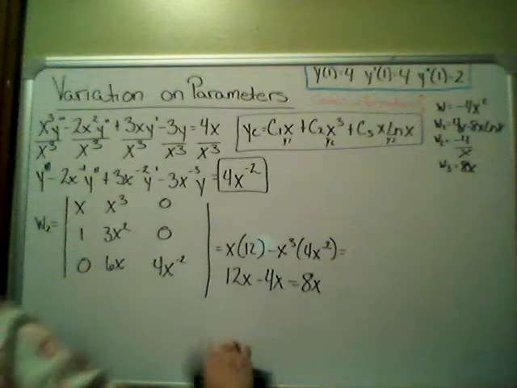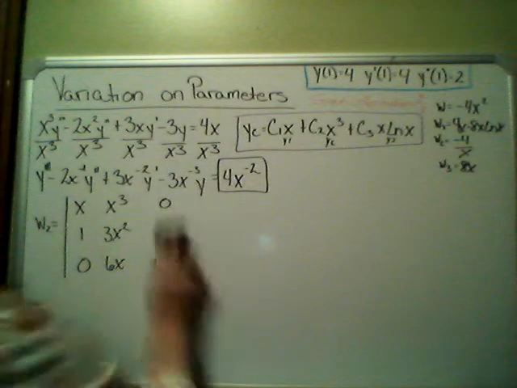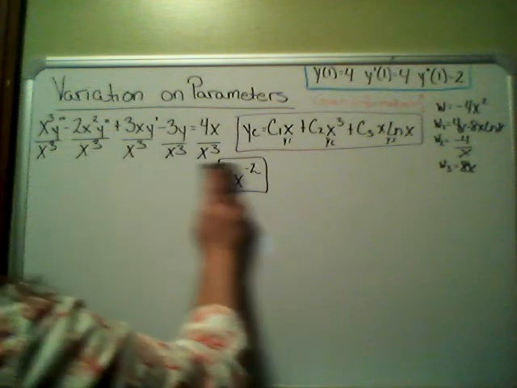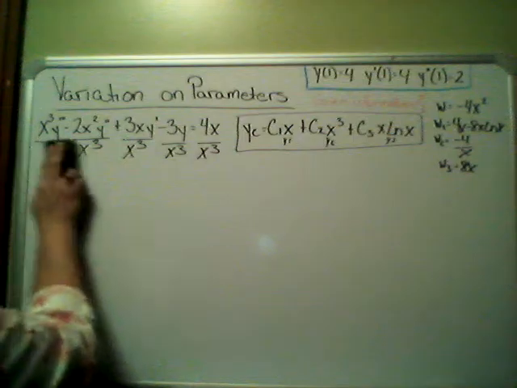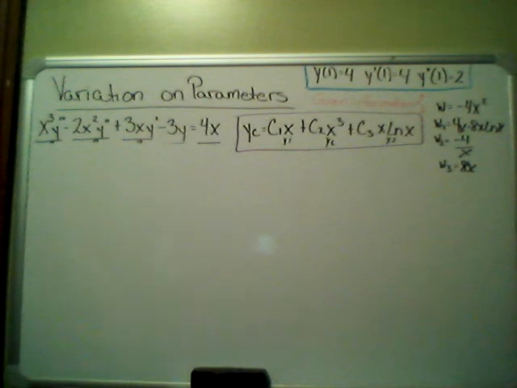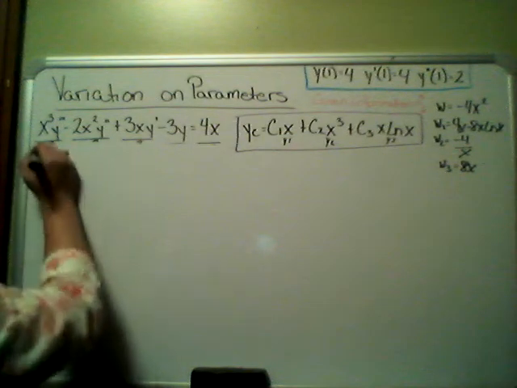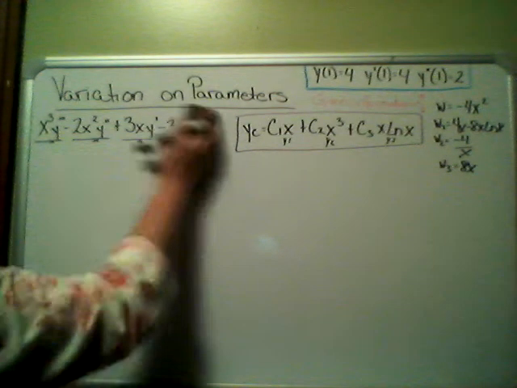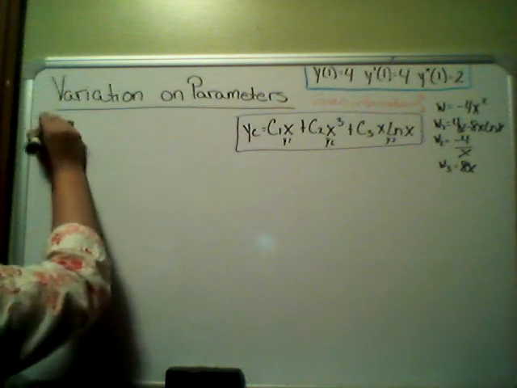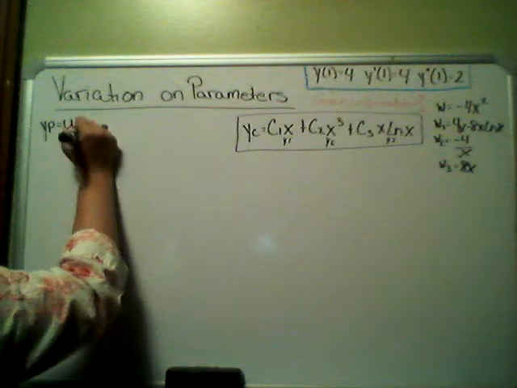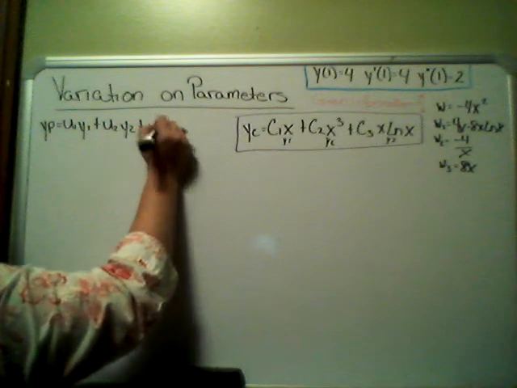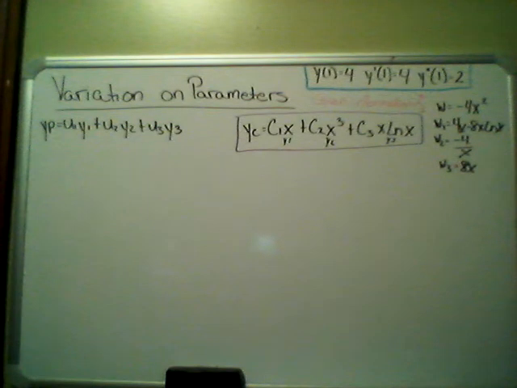All right, now we're going to take this information, and I'm going to go ahead and erase this. I will leave some of the original equation up here though. Now we're going to work our way towards the form that we're looking for, which is y sub p equals u1 y1 plus u2 y2 plus u3 y3. So we need to solve for our u's.